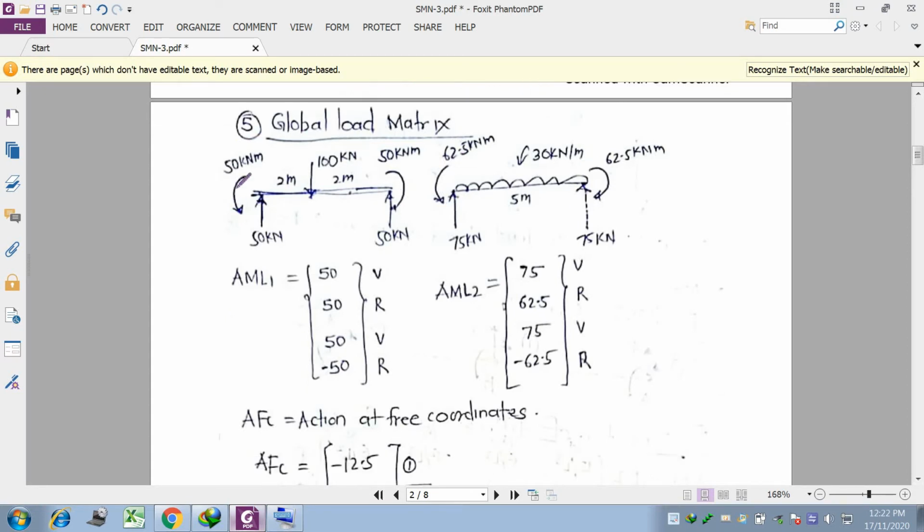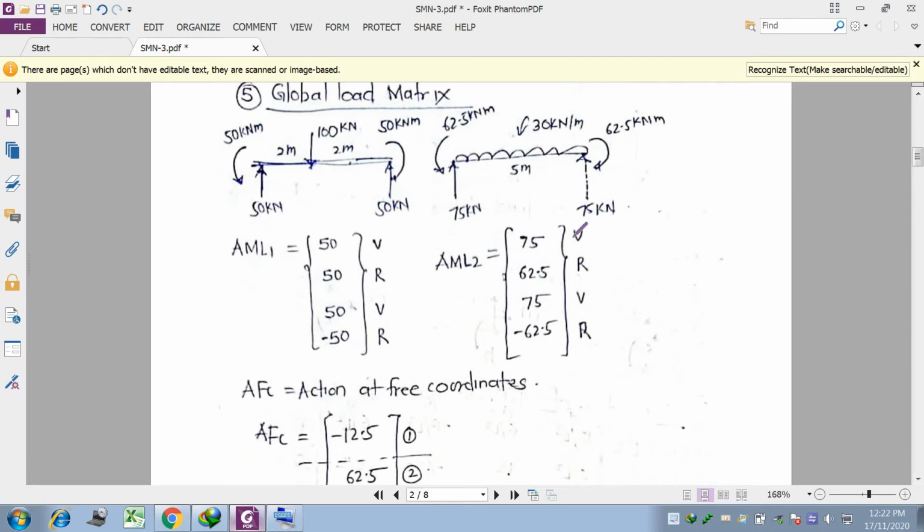Okay. Now after getting the external fixed end moment as well as the external loading, you have to calculate your reactions. You have to calculate the reaction by using the equilibrium condition. So you will get 50-50 here and here 75-75. Okay. Now the calculation of AML1.